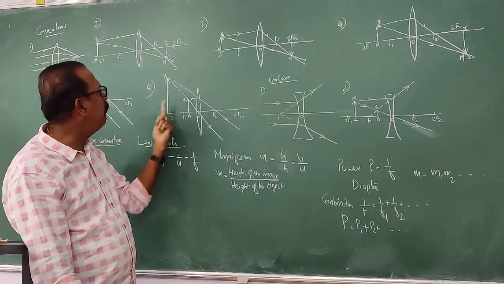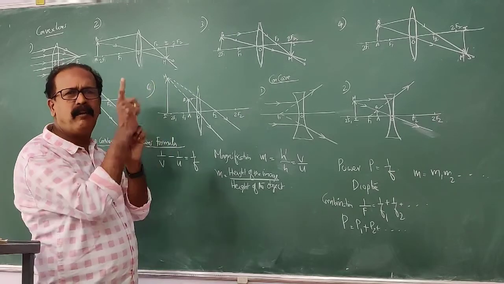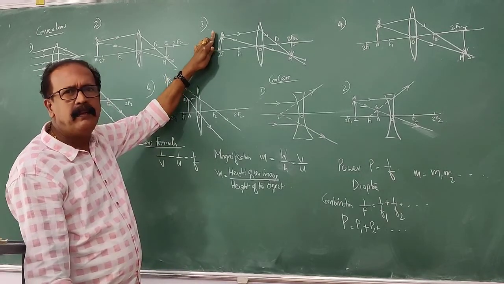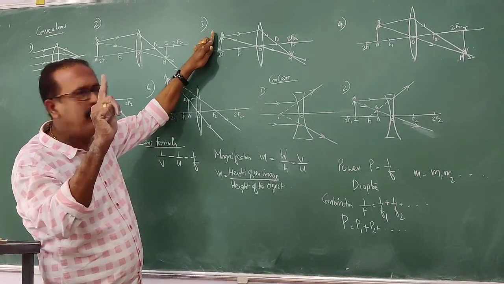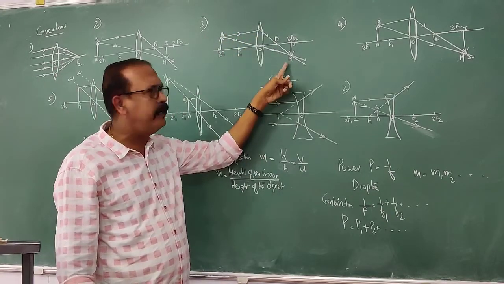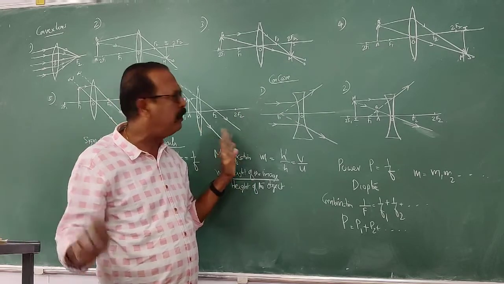Object size is positive, image size is both are along the positive y direction. If the object is along the positive y direction, then its size is positive. And if the image is towards the negative y direction, its size is negative. This is sign convention everywhere.